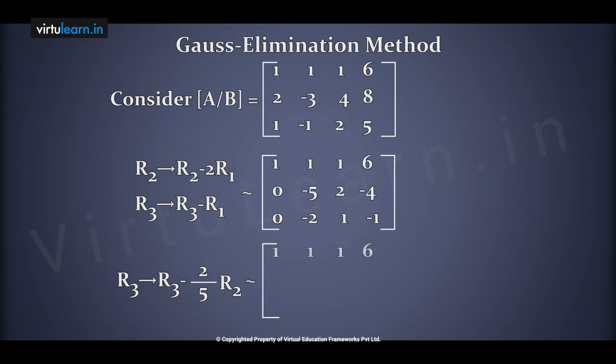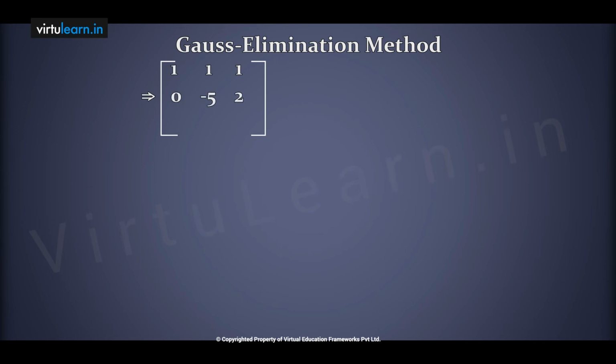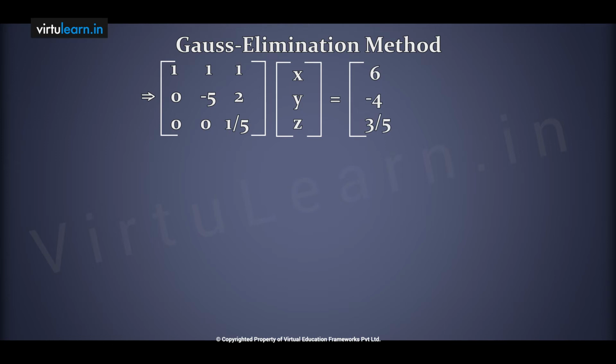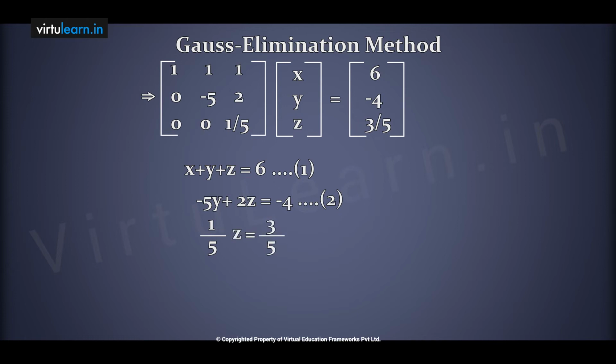Then the first row is 1, 1, 1, 6. Second row: 0, -5, 2 and -4. Third row: 0, 0, 1/5 and 3/5. Now the above matrix is in echelon form. The system can be written as [1 1 1; 0 -5 2; 0 0 1/5] times [x y z] equals [6, -4, 3/5]. On matrix multiplication, x + y + z = 6, -5y + 2z = -4, and 1/5 z = 3/5, so z = 3.